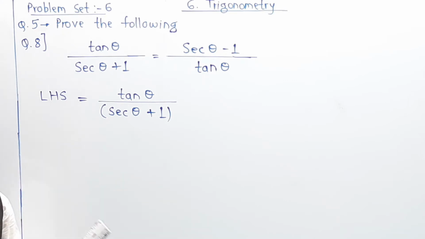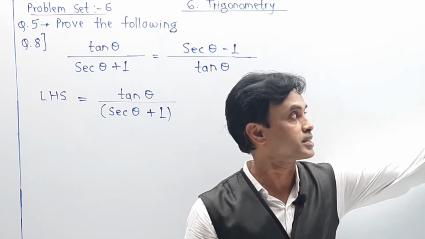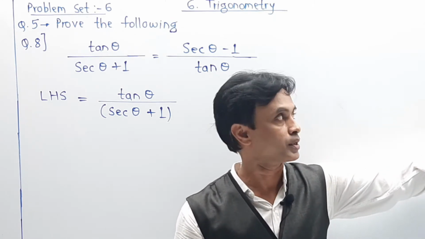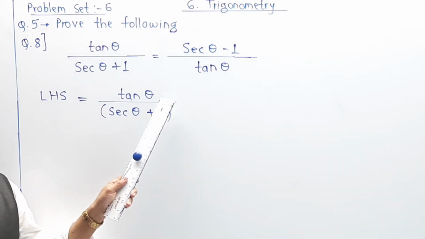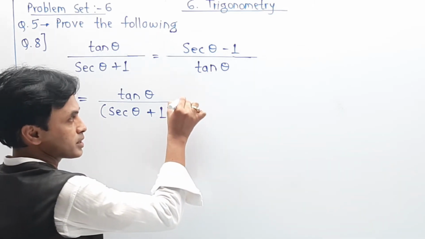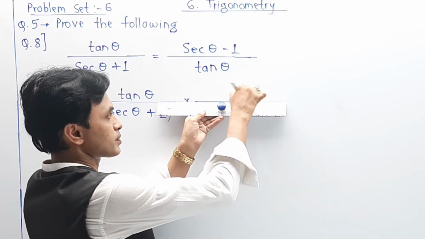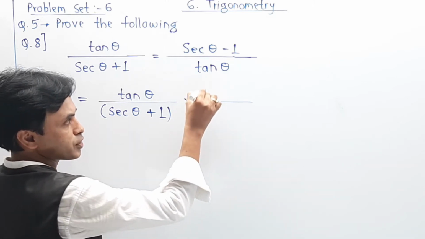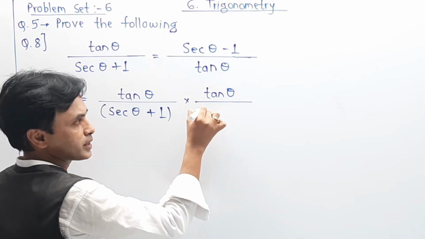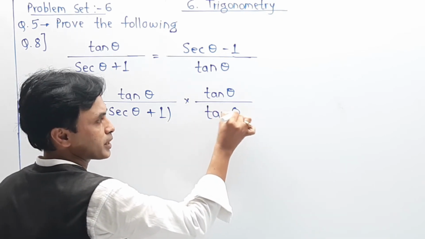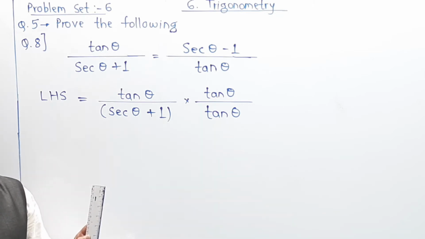Now how to convert that? There is a relation that tan square theta is sec square theta minus 1, but in that case we must need tan square theta. If we need tan square theta in the numerator, then in this first step I have to multiply the numerator as well as the denominator by tan theta. As I am multiplying the numerator by tan theta, definitely I am going to multiply the denominator also by tan theta. This is the first step, the modification I have done in the LHS.